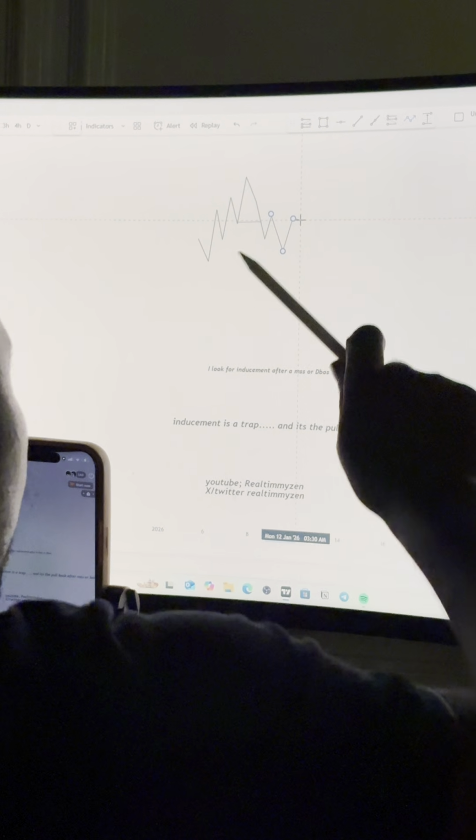After the market structure closes, look for your pullback. Where is your pullback? This is your pullback, and this is going to be your inducement. Now, how do I apply this inducement to my strategy?